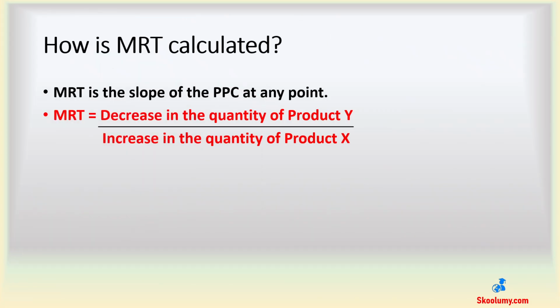How is the marginal rate of transformation calculated? It is the slope of the PPC at any point. The formula is decrease in the quantity of product Y divided by increase in the quantity of product X.